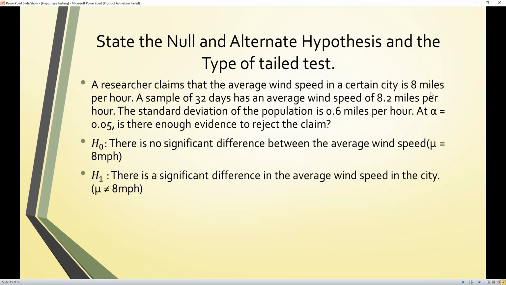Okay, so if you can say that the 8.2 miles is significantly different than 8 miles, then you can say that it is not 8 miles per hour. Then his claim is not true or is rejected. All right, so that will be a two-tailed test because there is no direction. There's no less than or greater than claim.